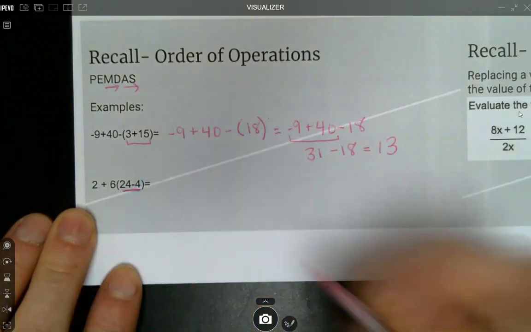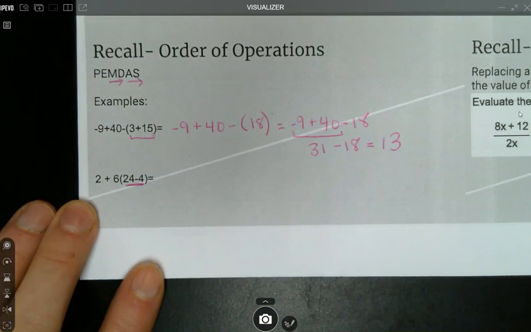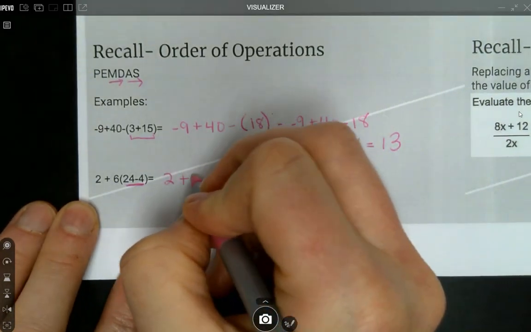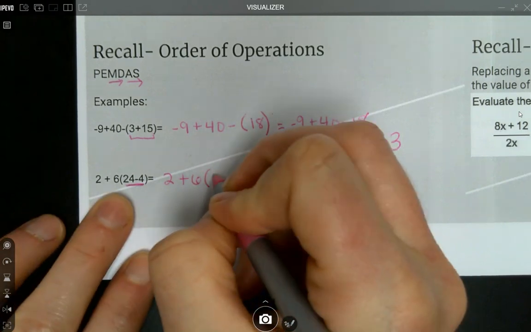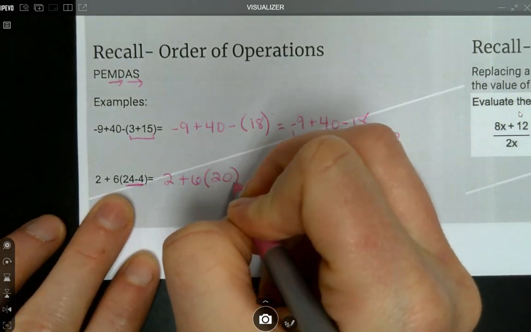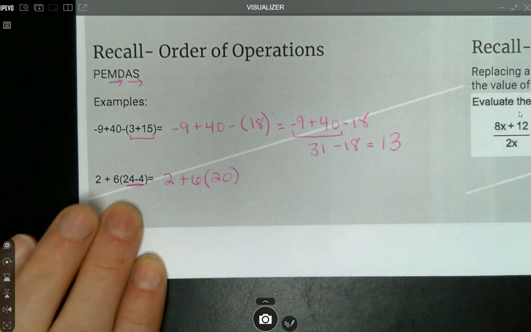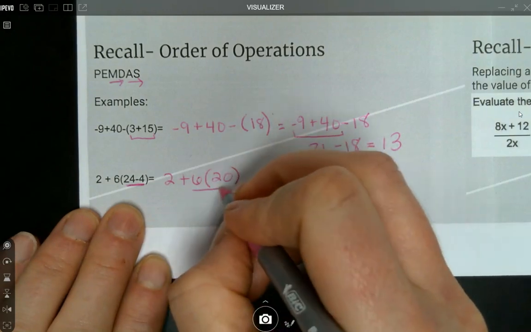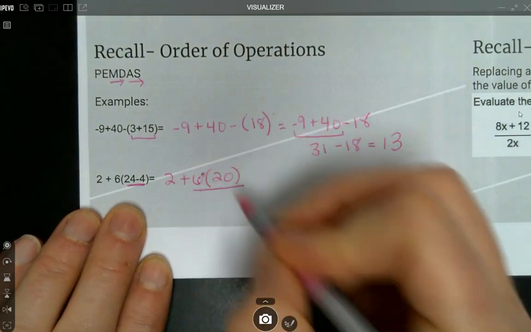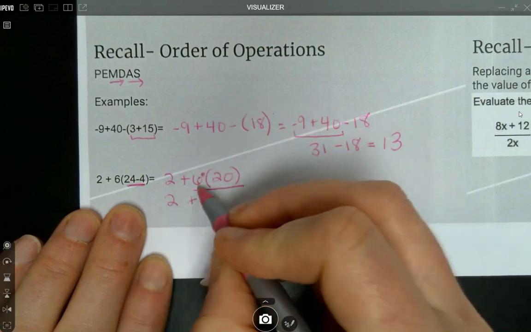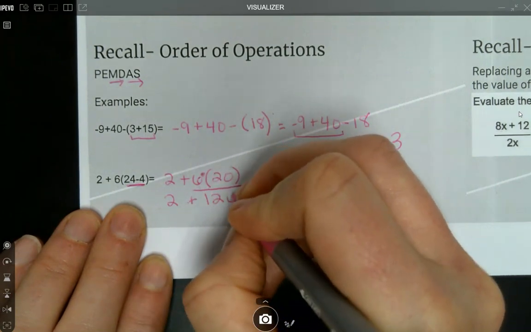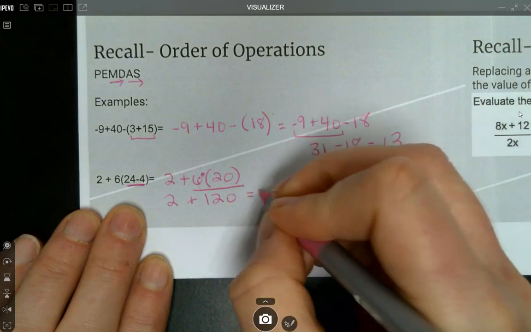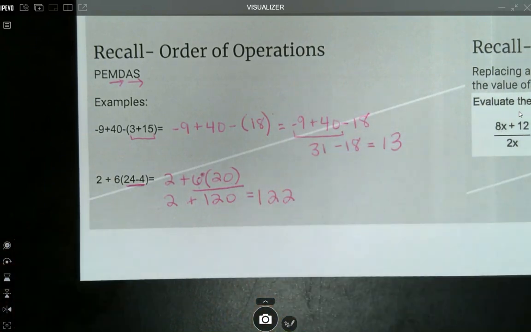It says parentheses first. So we want to do the 20 minus 4. So we have 2 plus 6 times 20 minus 4 is 20. So we don't have any exponents. We have multiply. When there's no operation between them, it's automatic multiply. So we have 2 plus 2 times 20 is 120. So we add those up and we get 122. Right, so let's keep on going.